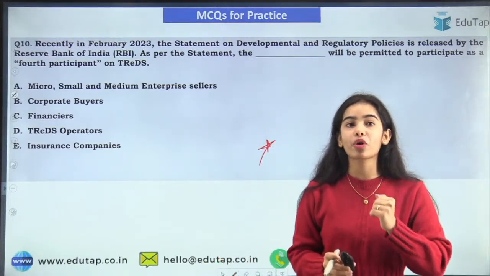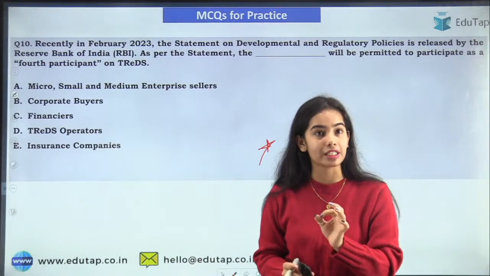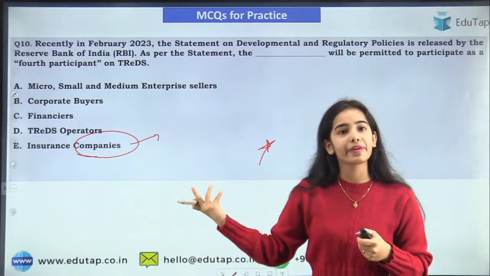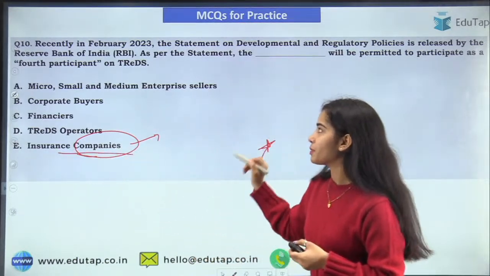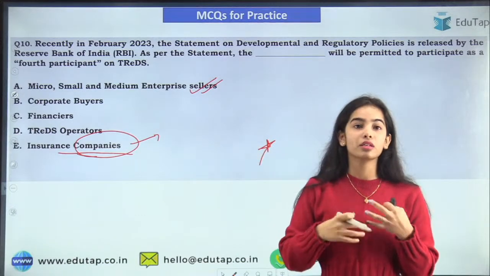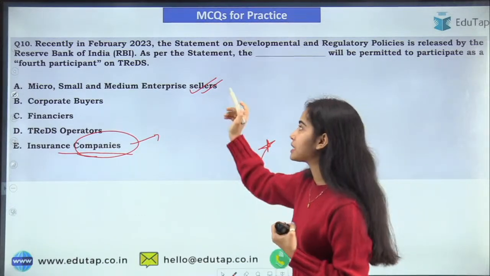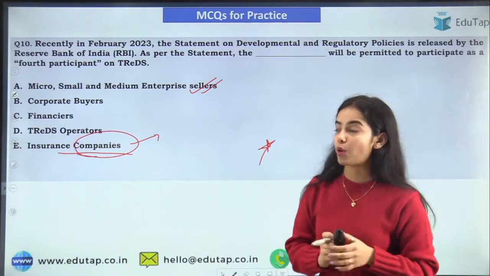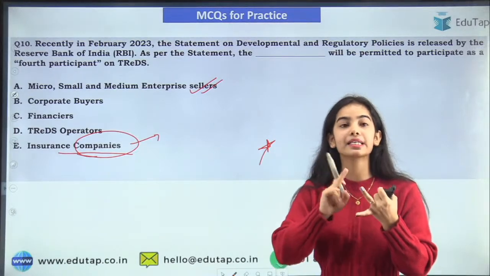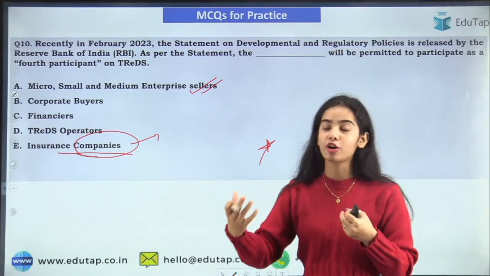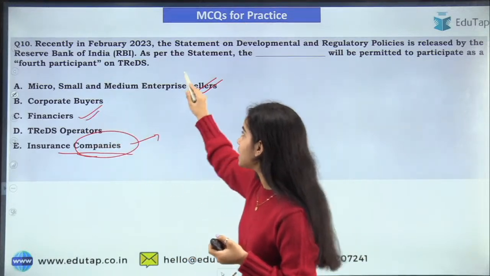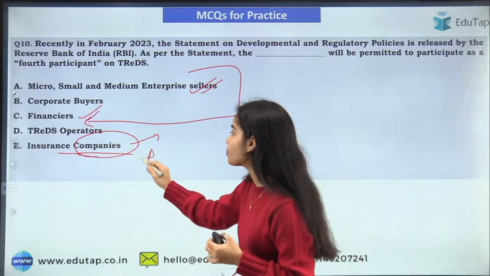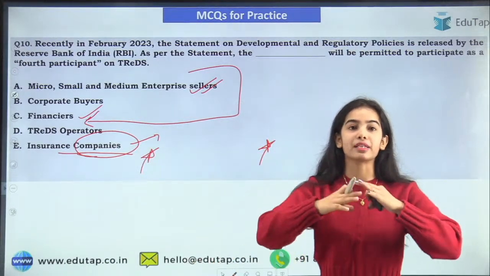So recently the insurance facility has been introduced in the TReDS. So that means the insurance companies have become a new participant in the TReDS. So of course they become the fourth participant. The MSME sellers, that is, only the micro, small and medium enterprises sellers are allowed on the TReDS platform. So in the seller's case, only the MSMEs are allowed. In the buyer's case, there can be the corporate buyers, there can be the government departments or government ministries, and there are the financiers. So these were the three participants that were present before, and now the insurance companies have also become a participant in the TReDS platform, that is the fourth participant.